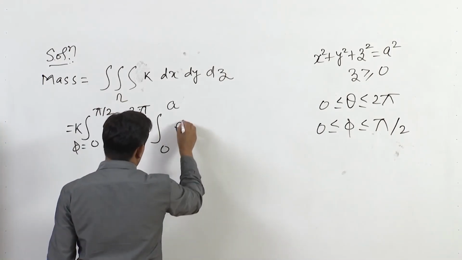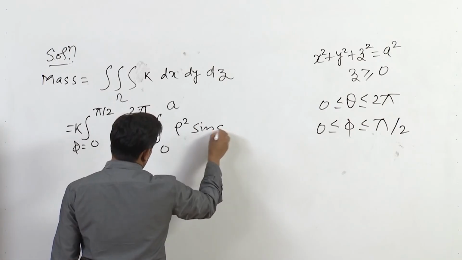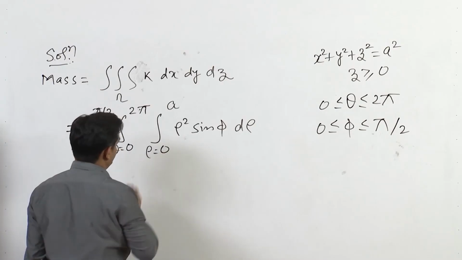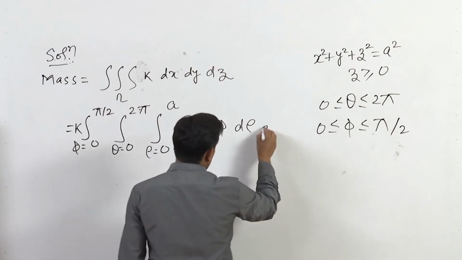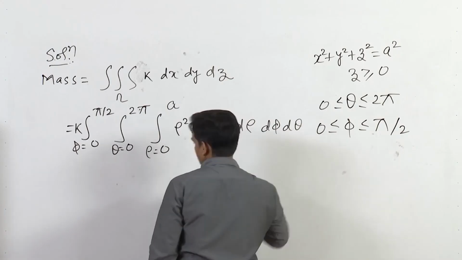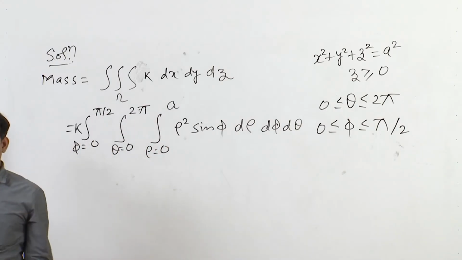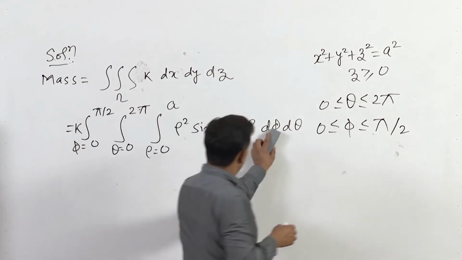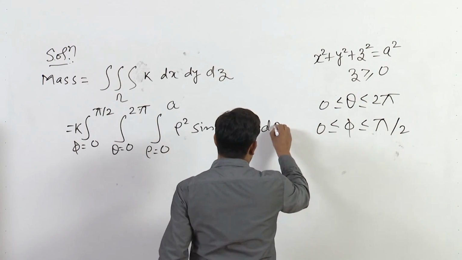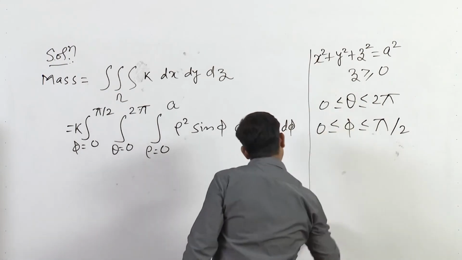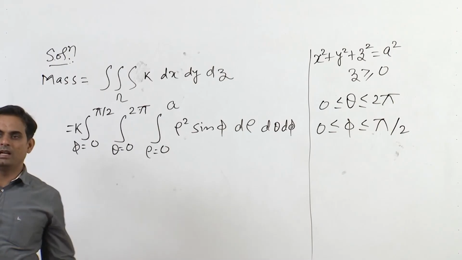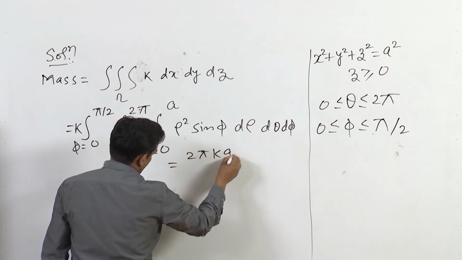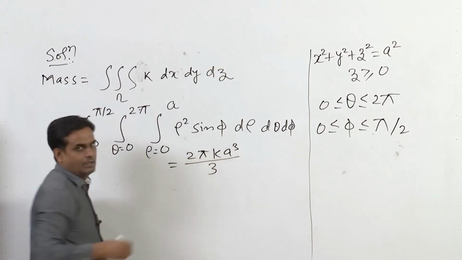dx dy dz becomes rho square sin phi d rho d theta d phi, because we have written the integral in this order. So, after solving it, we got 2 pi k a cube upon 3.